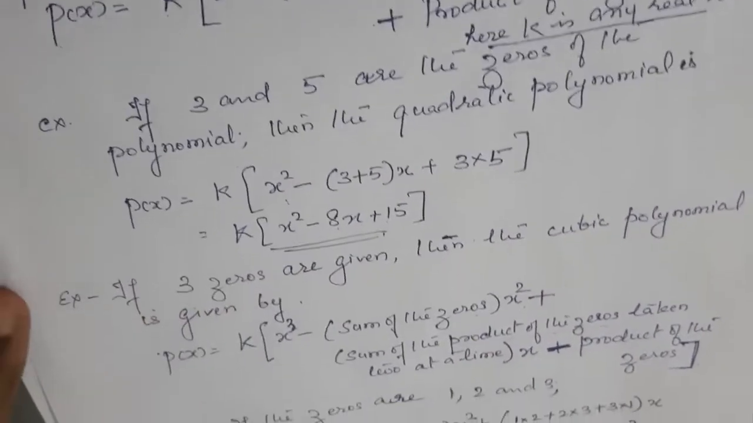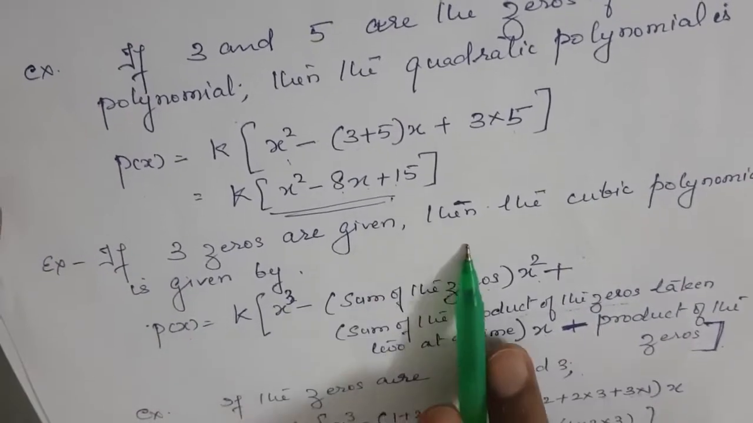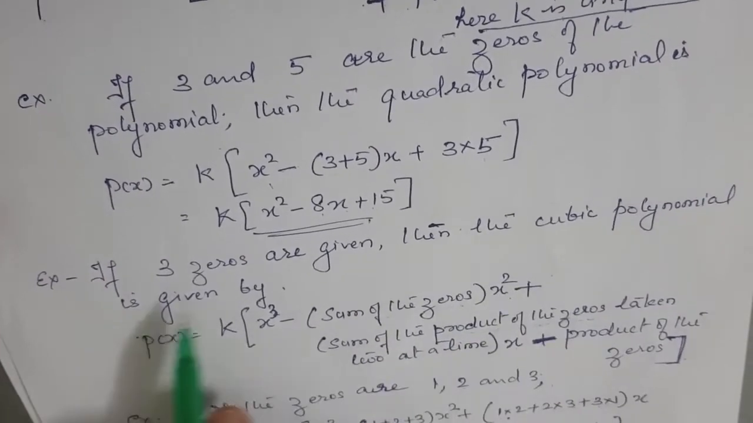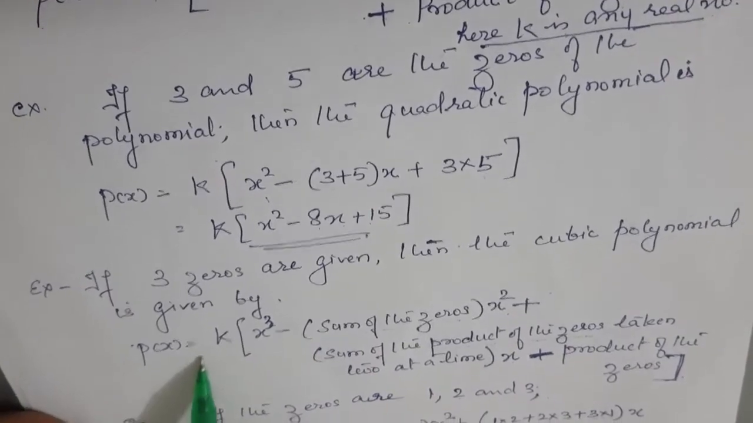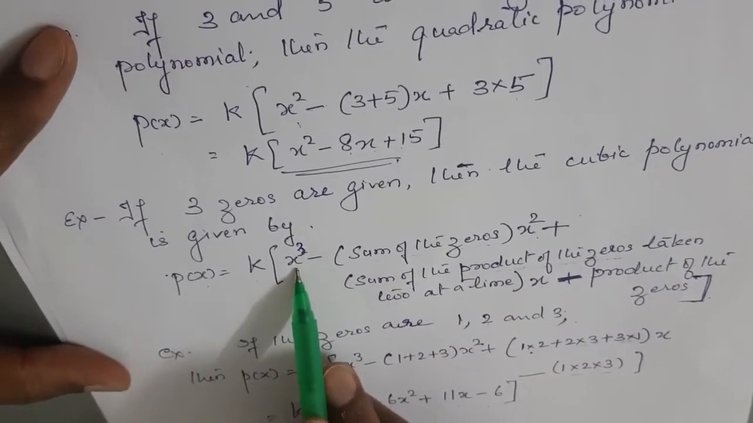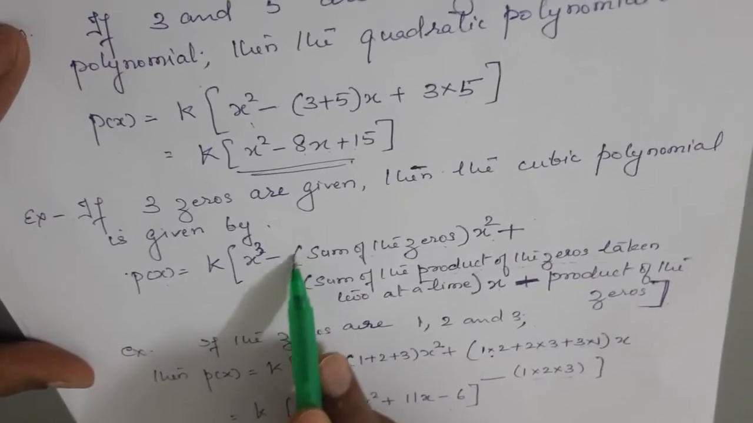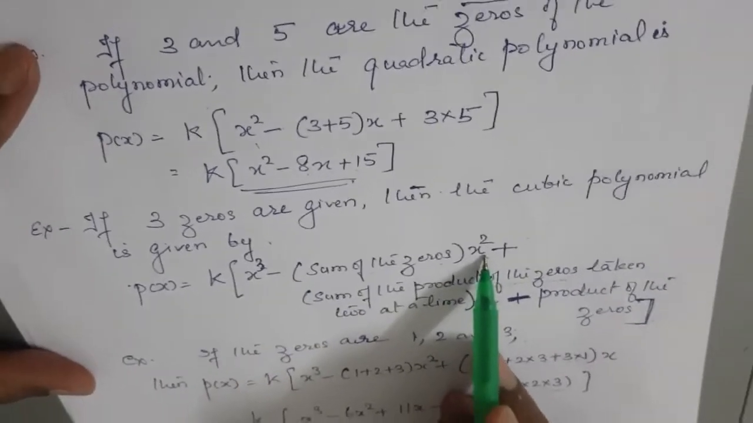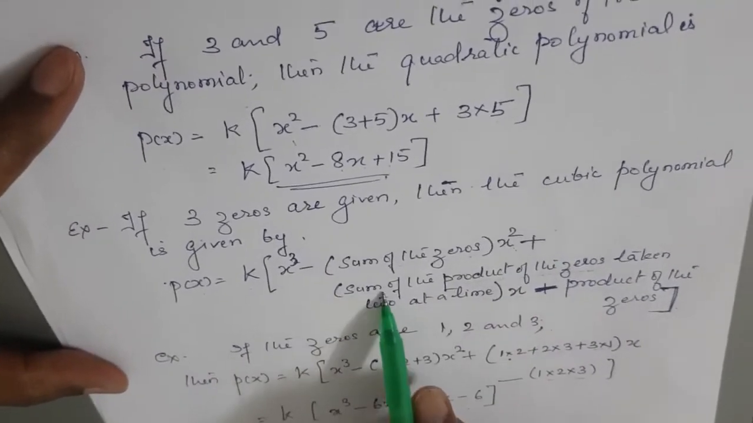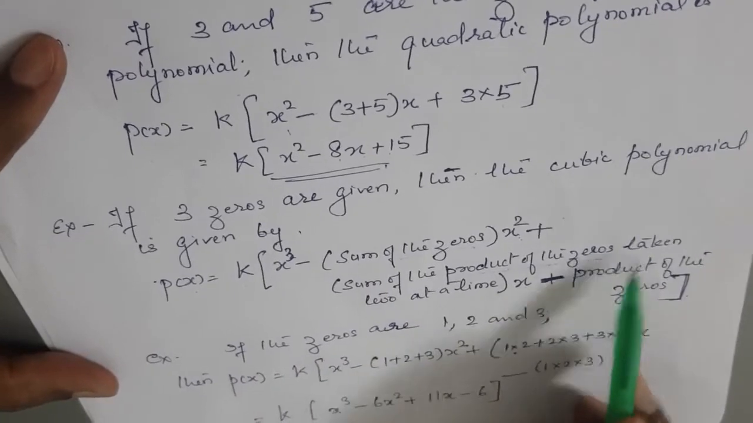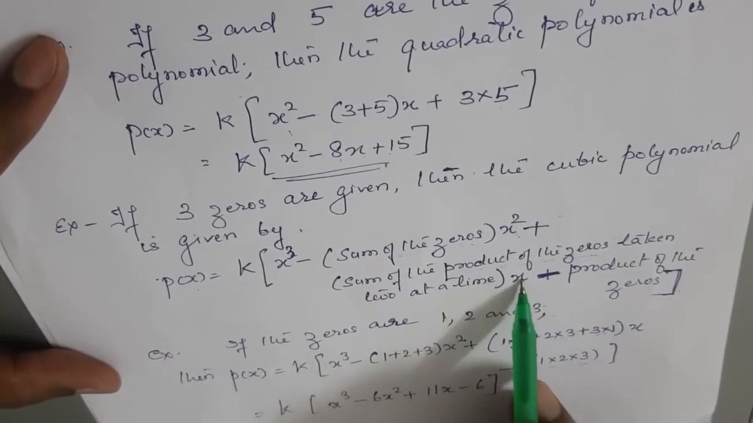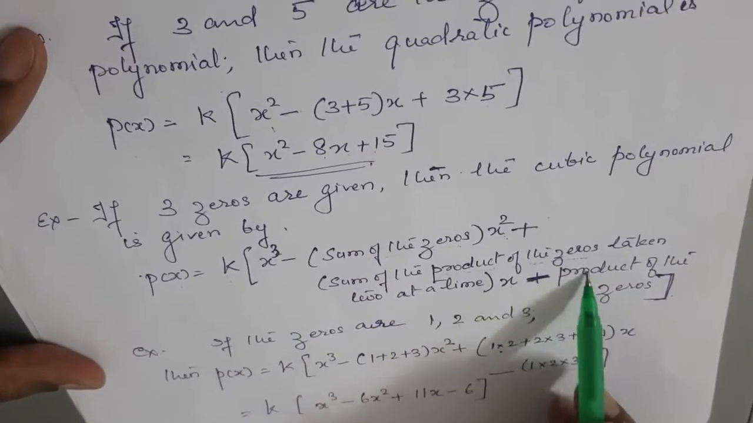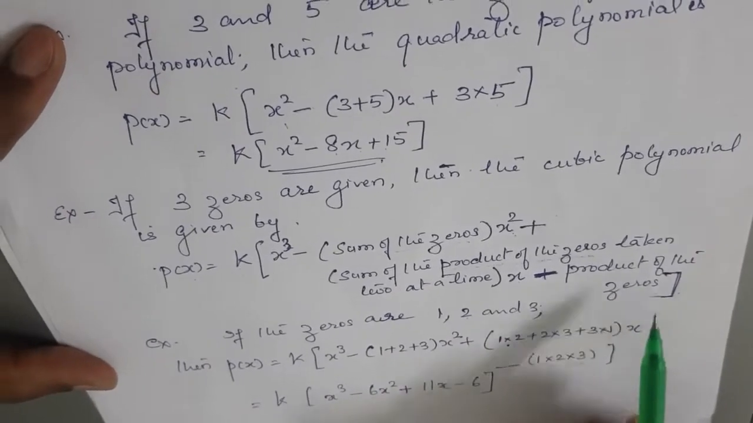Right? Now next, if 3 zeros are given, then the cubic polynomial is given by p(x) is equal to k times x cube minus sum of the zeros into x square plus sum of the product of the zeros taken two at a time into x minus product of the zeros.